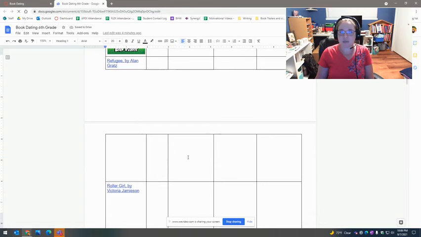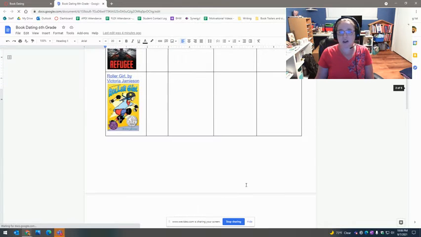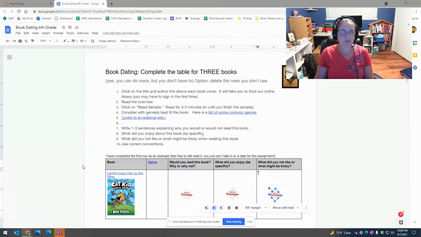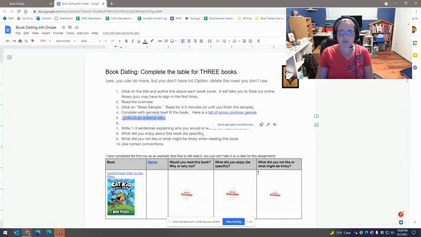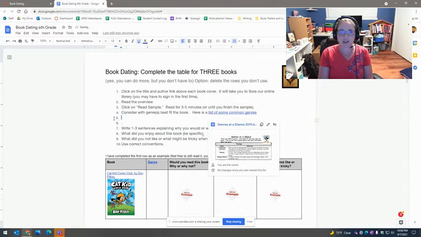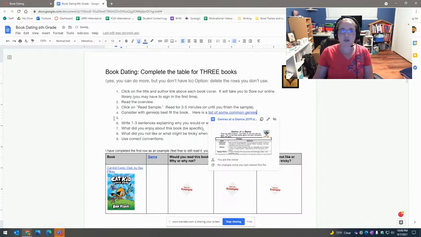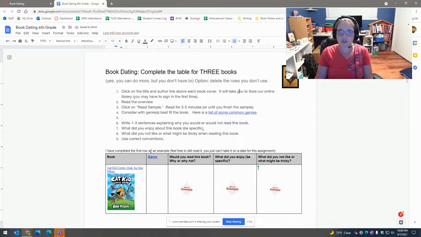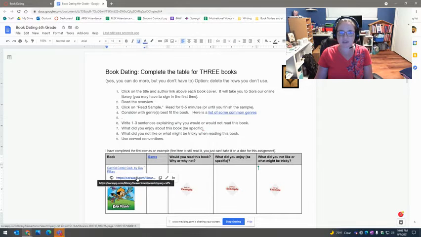And so then you will be able to see all of the books that are on here. So just so you don't have to scroll back or click back and forth between the two, I did put the directions on here also. Looks like I need to do some formatting here. But so click on the title and author, the link above the cover. It will take you to Sora online library. So I'm going to demonstrate with this book, Cat Kid Comic Club, and you'll see there's a blue link above it. So I'm going to click on that.